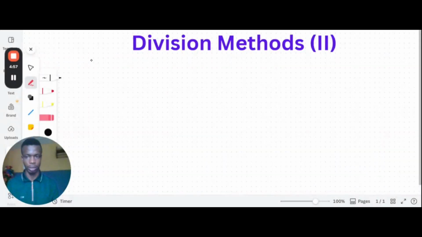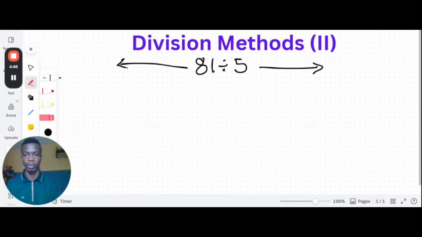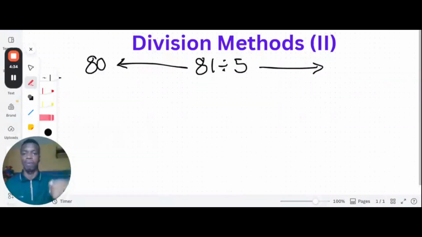So here is the second method. You have 81 divided by 5. Now to do this, you can use any of these two methods. You can use a number below 81 that is perfectly divisible by 5, and that is 80. Or you can use a number above 81 that is perfectly divisible by 5, and that is 85.